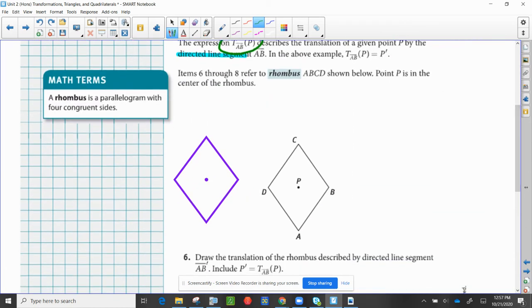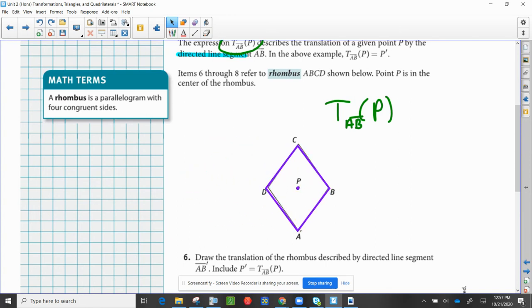So it says in image 6, we have a rhombus, which is a parallelogram with 4 congruent sides, and point P is in the center. If we're doing a translation of point P along the line segment AB, this is how we would do it. I already went ahead and made a matching rhombus. It's not going to be perfect, but it's going to be good enough. I'm just going to cover up the original picture.